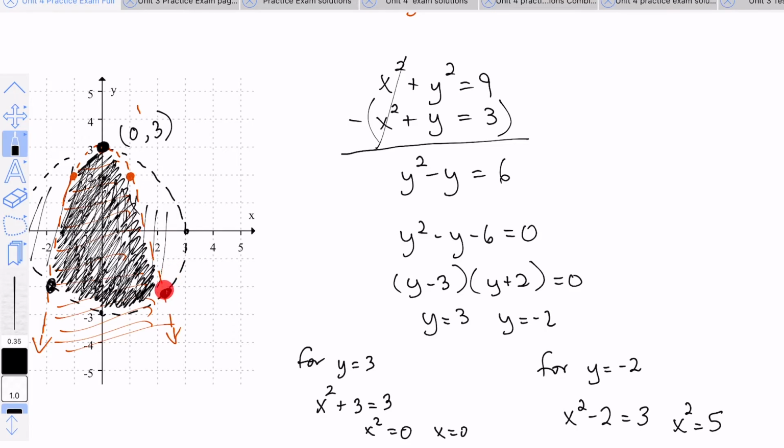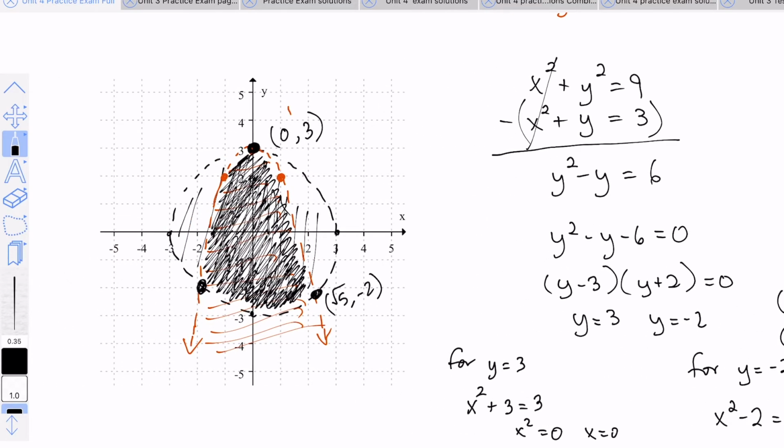So that seems to correspond with this point right here. It's just a little beyond 2 on the x-axis and down to -2 on the y-axis. And same right here. So the other two points would be square root of 5, comma, -2, and negative square root of 5, comma, -2. So this point would be the positive square root of 5, comma, -2, and this point over here would be the negative square root of 5, comma, -2.